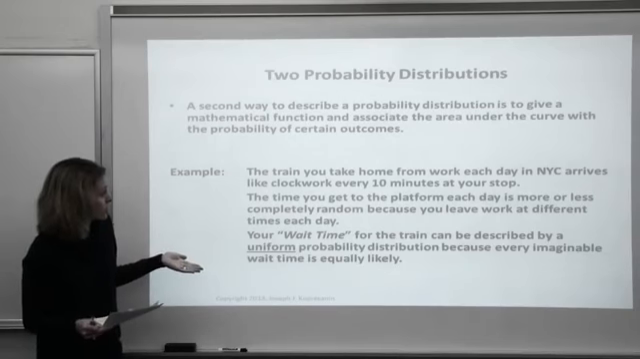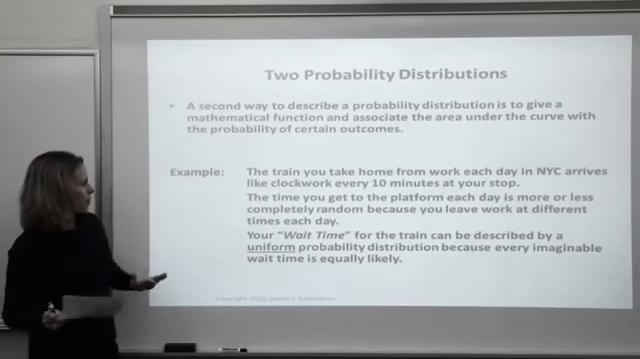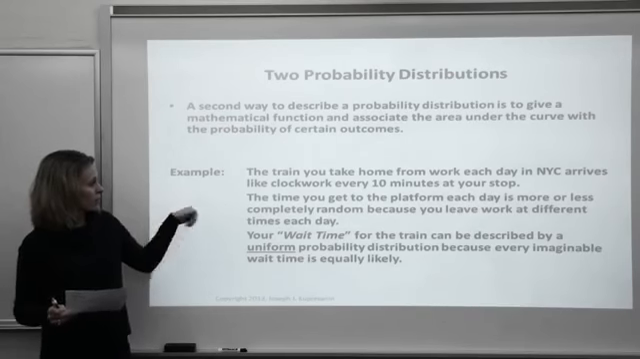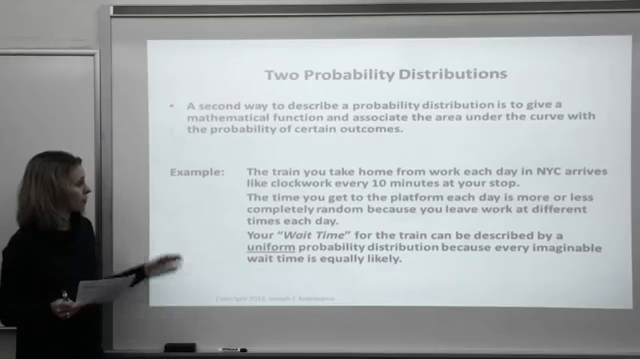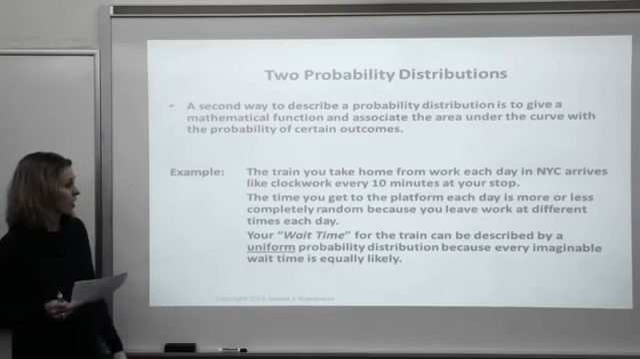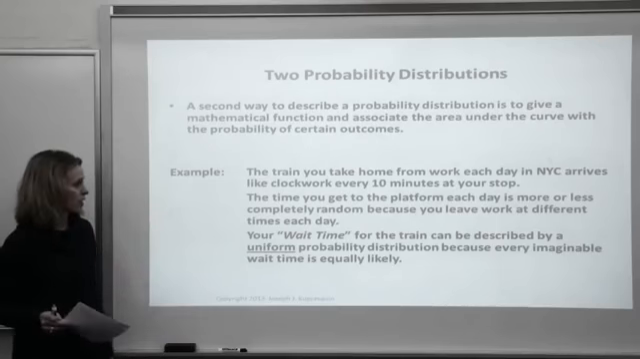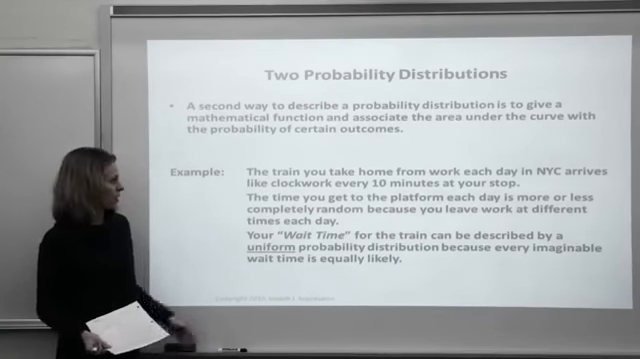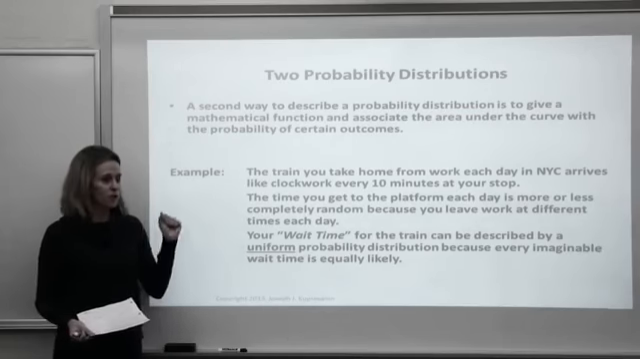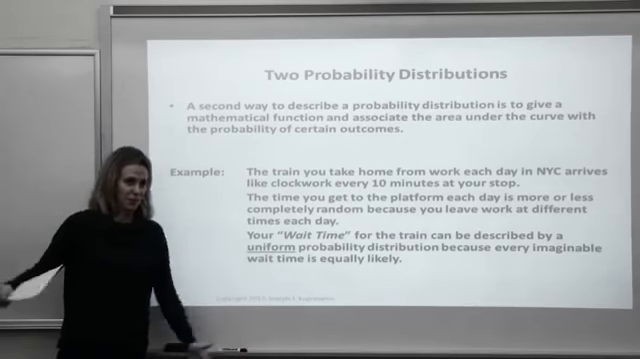The train arrives. So, okay, you work in New York City. Sorry, I had to refresh my memory about the problem. The train arrives like clockwork every 10 minutes at the stop that you take the train at. The time that you get to the platform each day is more or less completely random because you leave work at different times each day. So you're not really sure when you get to the train station how long you're going to wait, but you know that they come every 10 minutes. You could get lucky and wait 10 seconds, or you might have to wait the full 10 minutes.